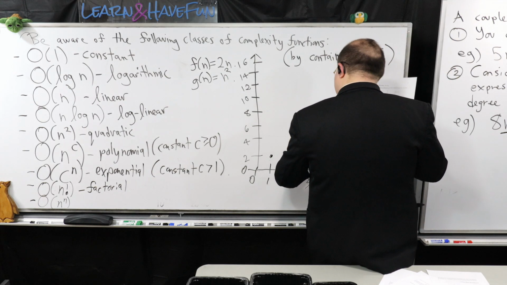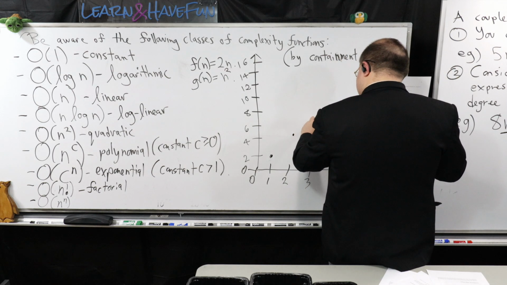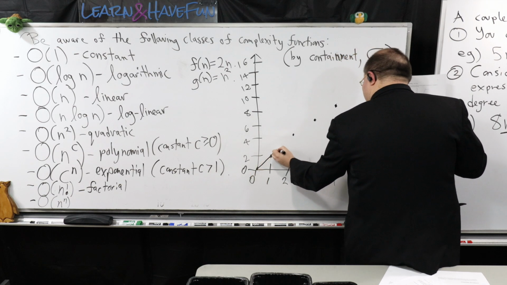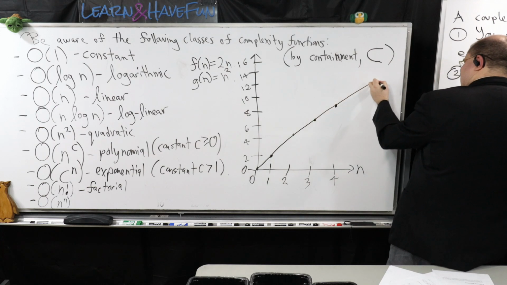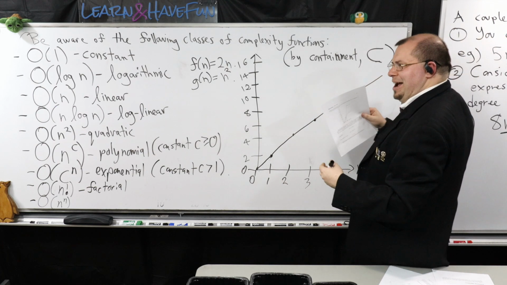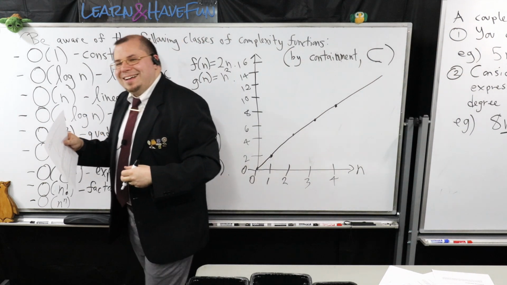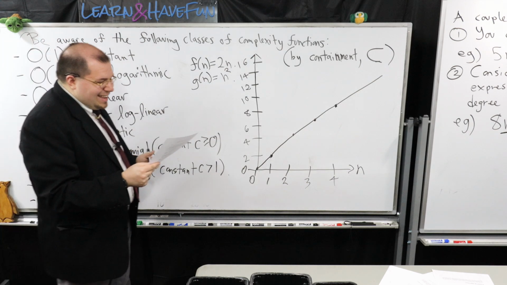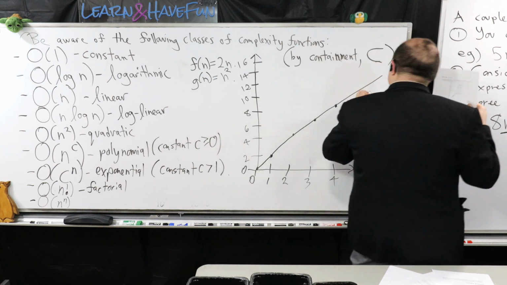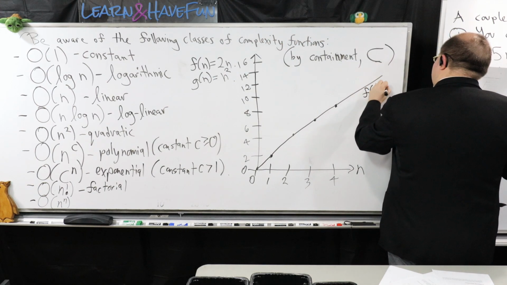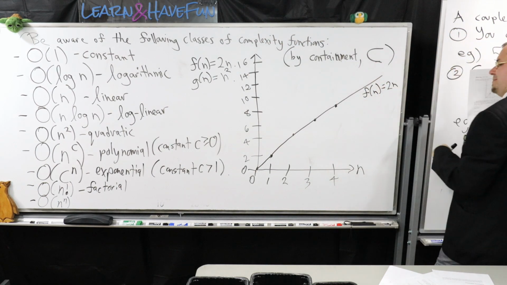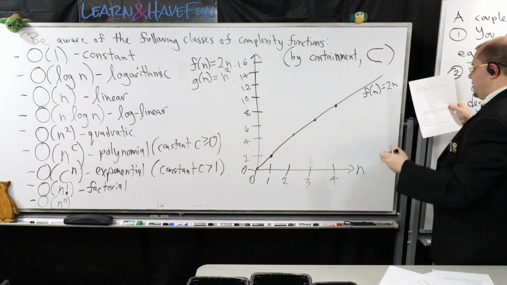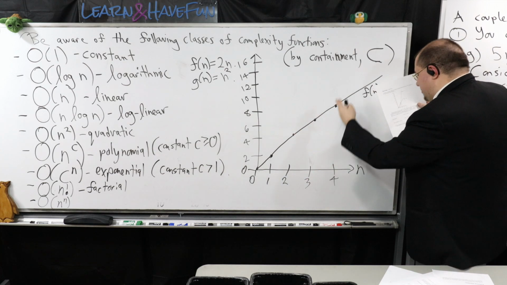2, 4, 6, 8. So it'll be a line that looks something like this. I apologize for my line, it's not quite straight. I should bring a meter stick sometime. So this is 2n right there, right? And if I look at n squared, it'll be the shape of a parabola.